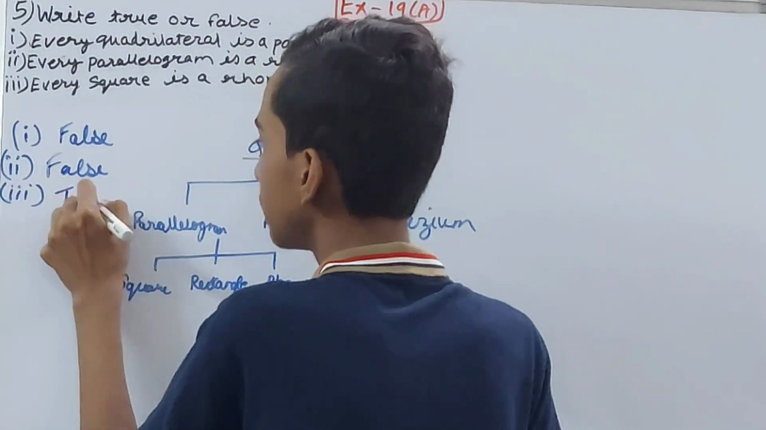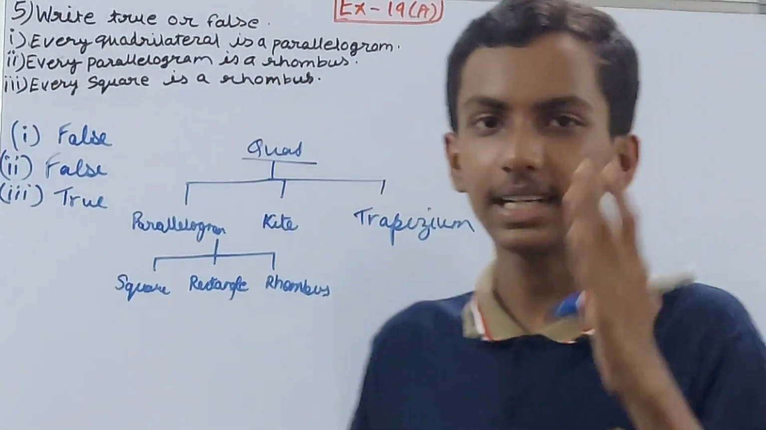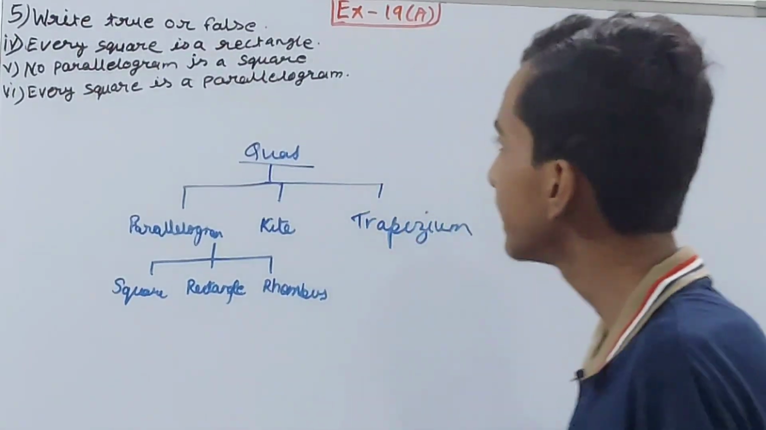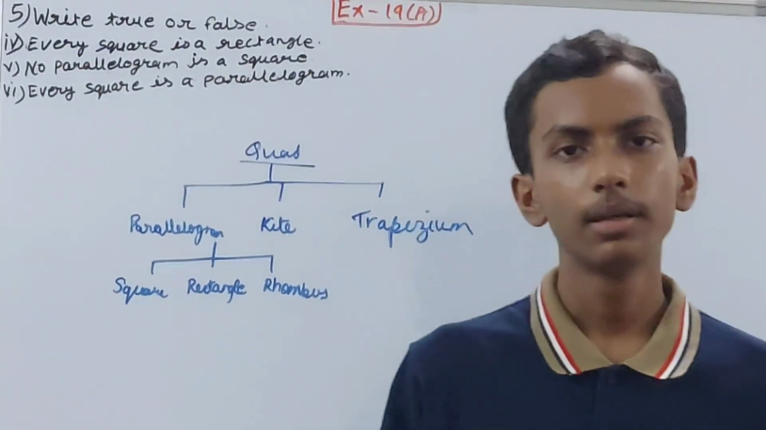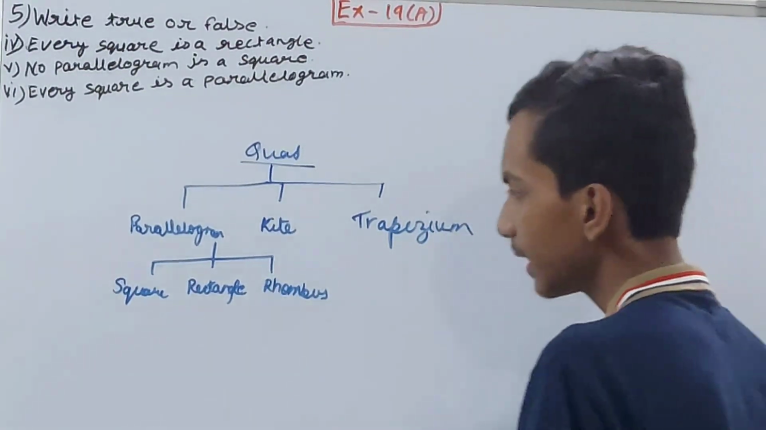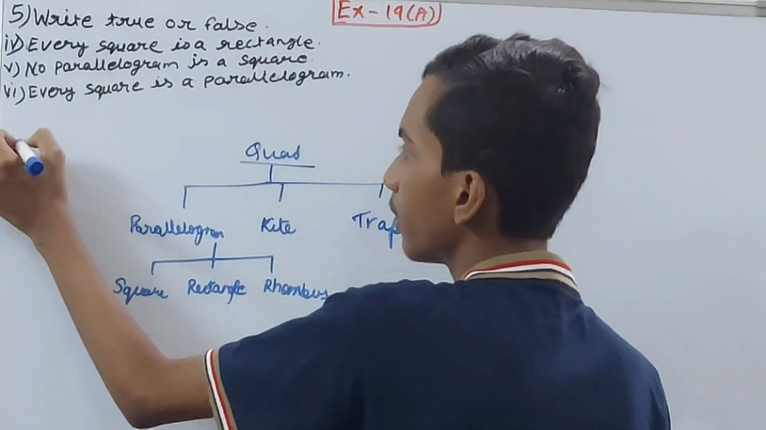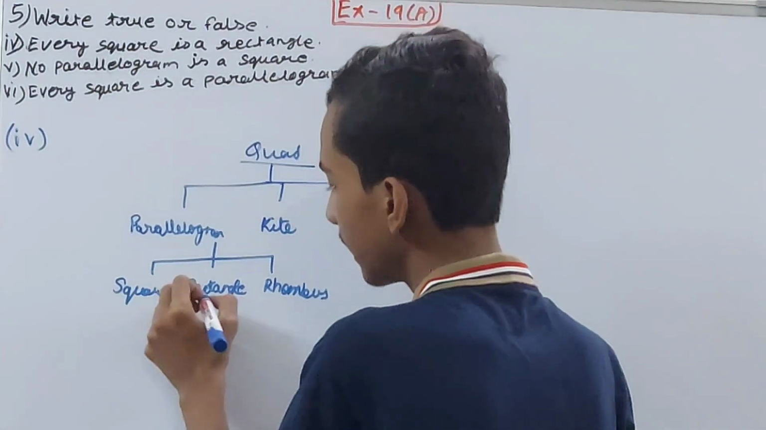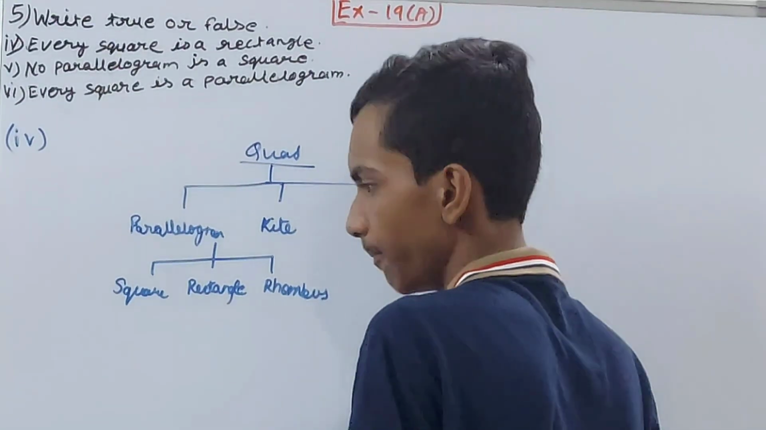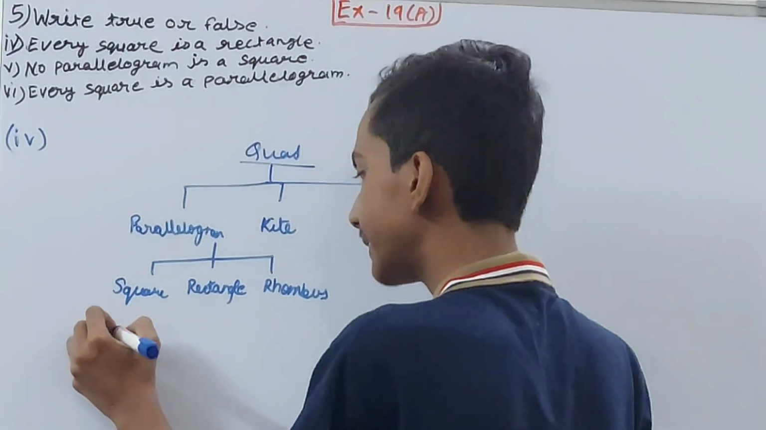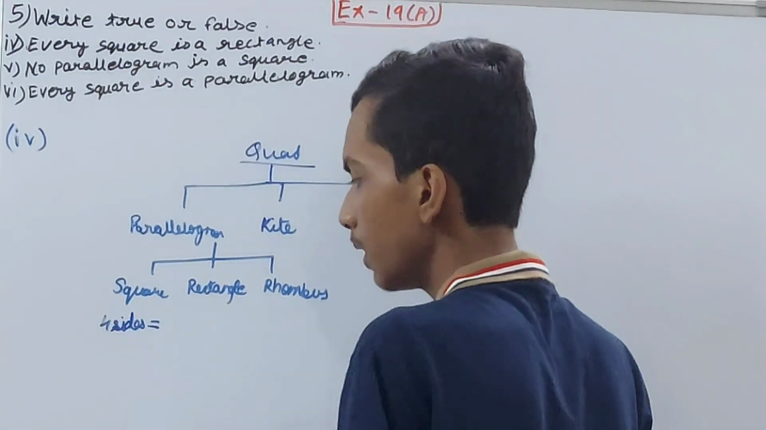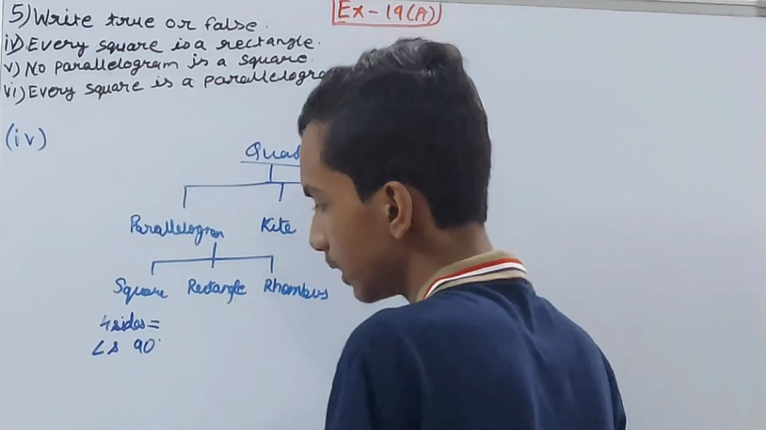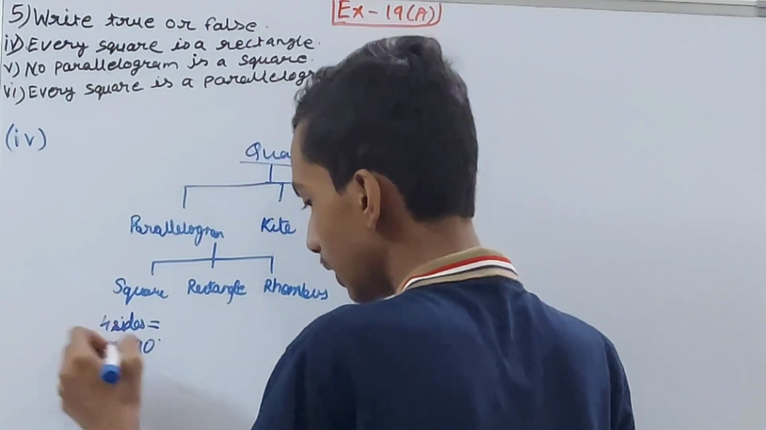We are judging on the basis of the four equal sides. That is the parameter. Now let's move on to the next part. Now the next one says every square is a rectangle. Every square is a rectangle or not? Very simple. What does a square say? A square says all four sides are equal and angles are 90 degrees at the corners. This is what a square says.